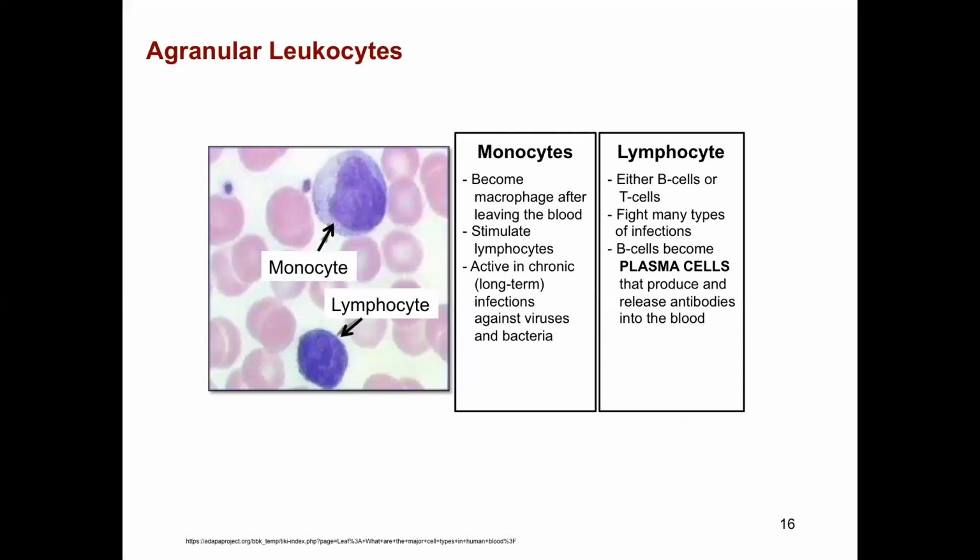They're going to be either B cells or T cells, and they're going to fight many types of infections, and specifically the ones that are making and releasing the antibody are a certain type of B cells that become plasma cells. And you can see they look very different than monocytes in that the monocyte has this light blue cytoplasm here and this big old nucleus, whereas the lymphocytes pretty much just look like a big old nucleus, and you don't see very much cytoplasm. So that's how you can tell those two apart.